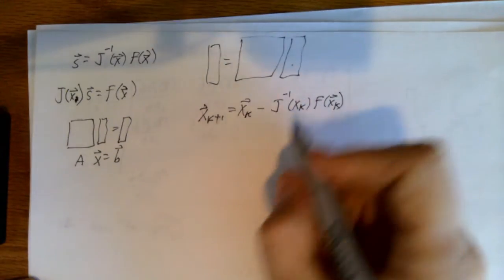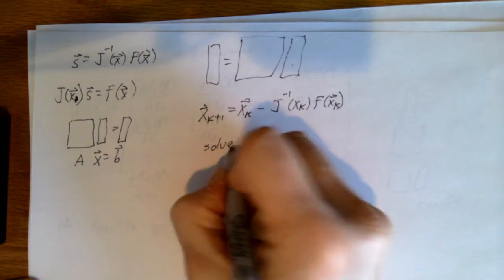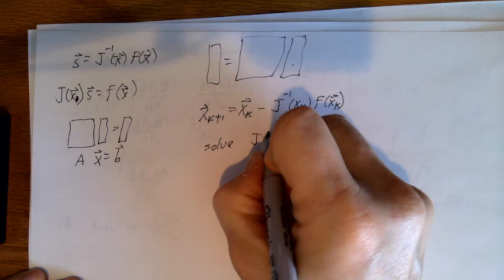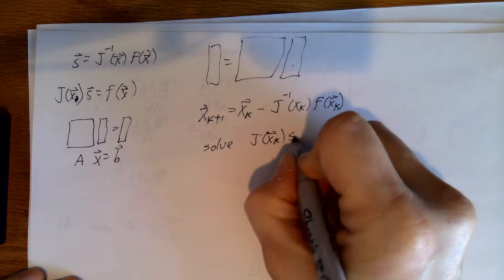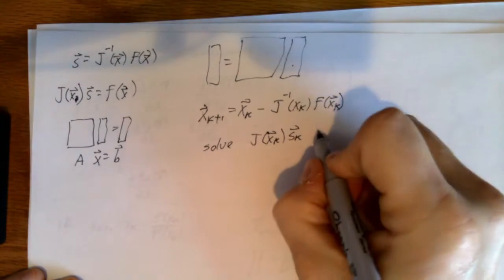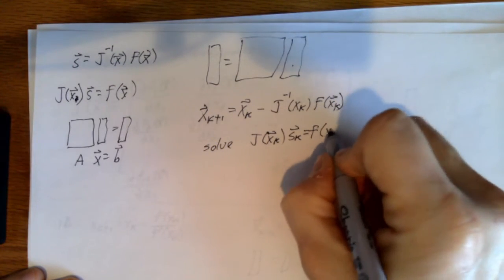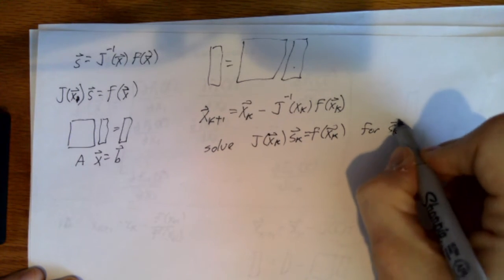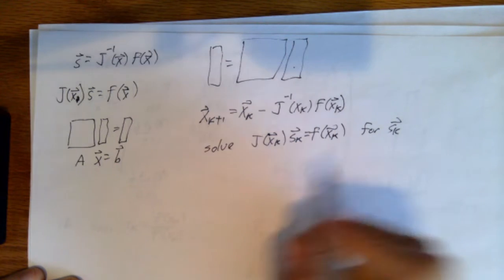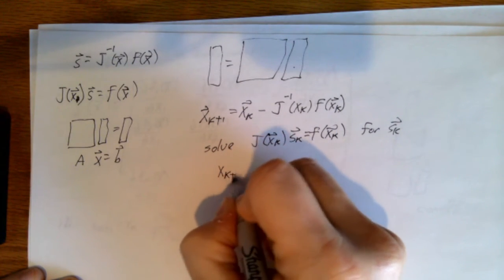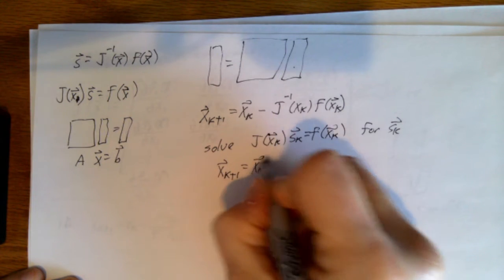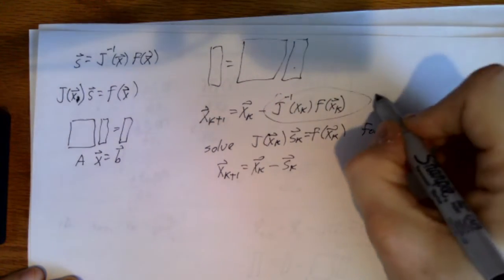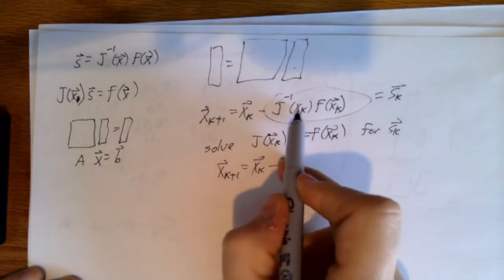What we will do is replace this by solving J of x of k, s of k, this is a vector, equals f of x of k. Solve this for s of k, which is just what this is, and then use x of k plus 1 is equal to x of k minus s. Okay, right, because this right here is s of k, so we're just subtracting that from this.